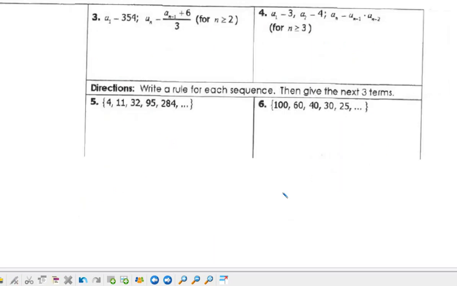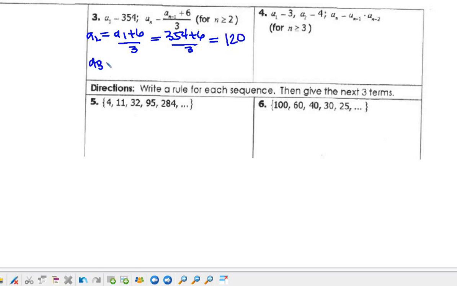Okay, so then they get a little more complex, but it's the same exact process. Okay, so a sub 2 would be equal to the term before it, so a sub 1 plus 6 divided by 3. A sub 1 is 354 plus 6 divided by 3, which you can plug and chug in your calculator. That'd be 360 divided by 3, which is 120.